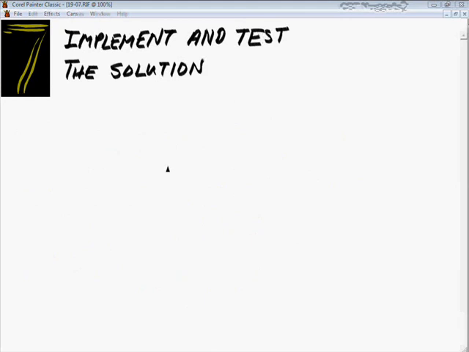Number 7 is to implement and test the solution. I don't have any bullet points here, but what I am going to focus on is the testing aspect of this. If your fix or if your solution to the problem involves some type of major change or fundamental modification to the network design or the network infrastructure, you're going to want to go ahead and test that solution in some type of prototypical environment first.